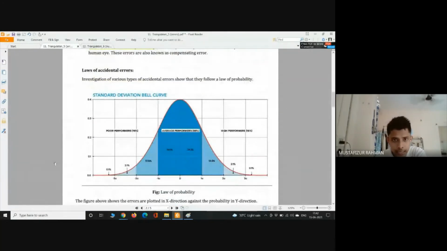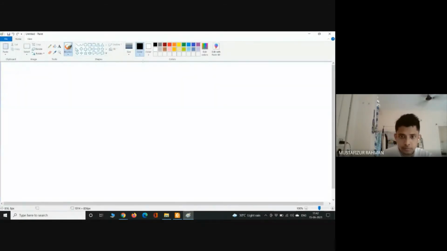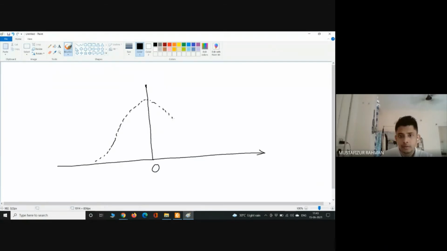Now we shall say this is a standard deviation bell curve. So this is giving us the probability of our measurements. So these are our values. The central zero, that means there we have zero error. So we are carrying out some measurement. Here we have zero error, so it means that this value should have been the correct value. But our measurements are everywhere.